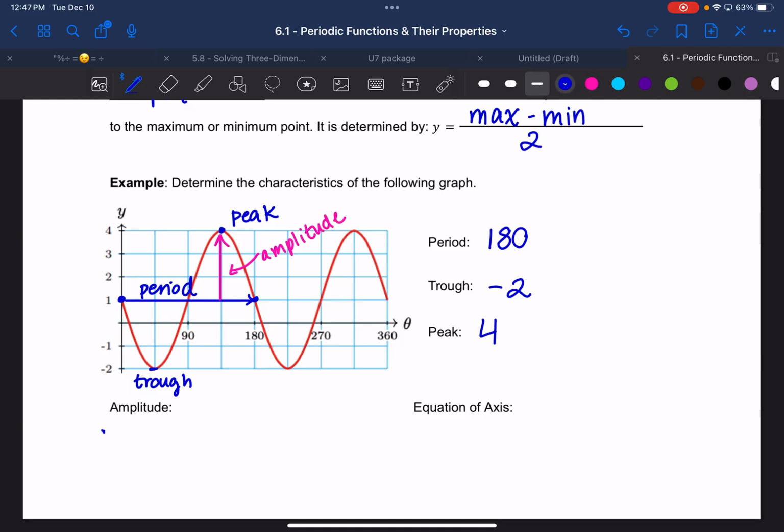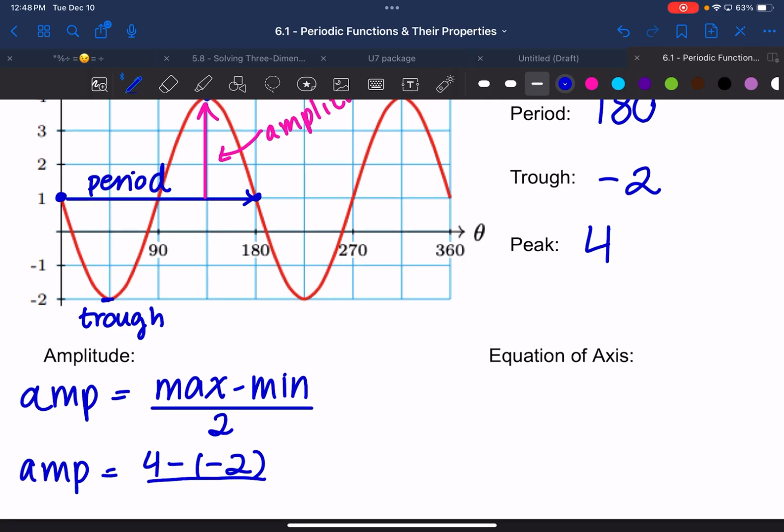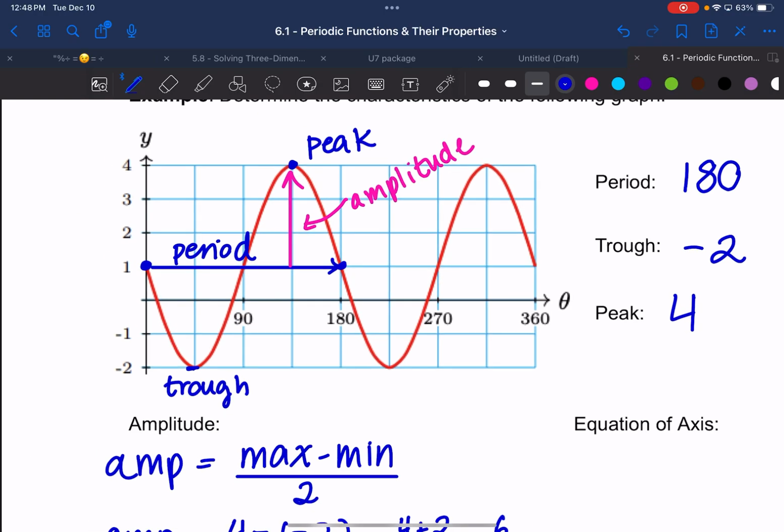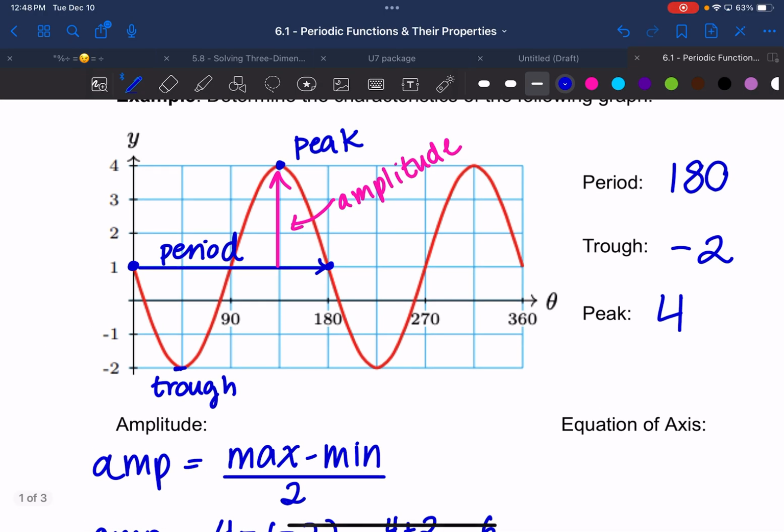Right, so if we do A, or amp, is equal to max minus min, all over 2, our maximum point is 4, our minimum point is -2, so we're going to do 4 minus -2. Notice the double negative, and then divide by 2. This is really going to turn into 4 plus 2 over 2, which is 6 over 2, or 3. If I look at this graph too, I can see if I go 3 units up from this midline, there's a distance of 3 there.